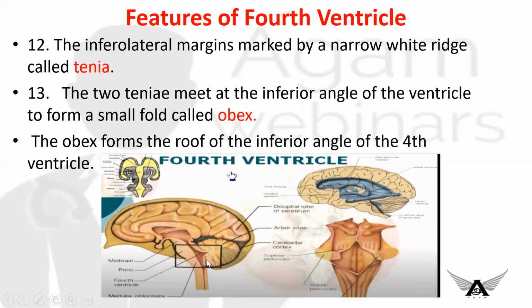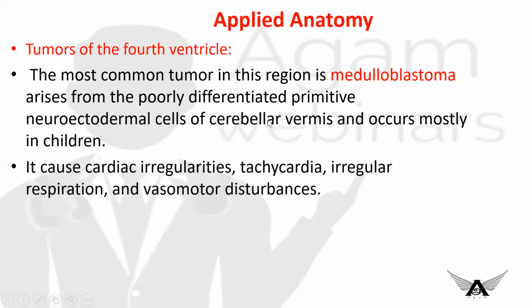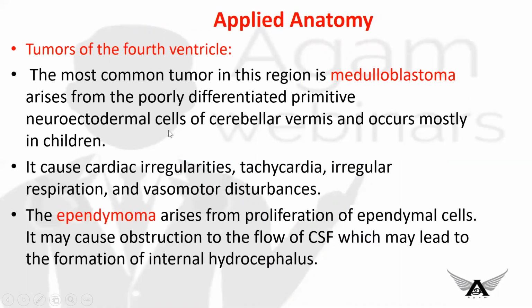Now the applied anatomy of the fourth ventricle. In the third ventricle we also had applied anatomy, that is obstruction due to tumor. Here in the fourth ventricle, the most common tumor is medulloblastoma. It arises from poorly differentiated primitive neuroectodermal cells of the cerebellar vermis. It occurs mostly in children. Tumors will obstruct the CSF from escaping into the subarachnoid space. This causes cardiac irregularities, tachycardia, irregular respiration, and vasomotor disturbance.